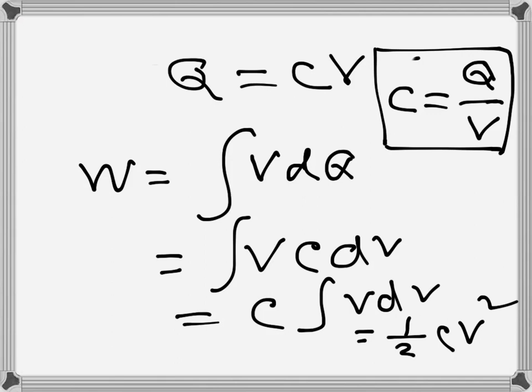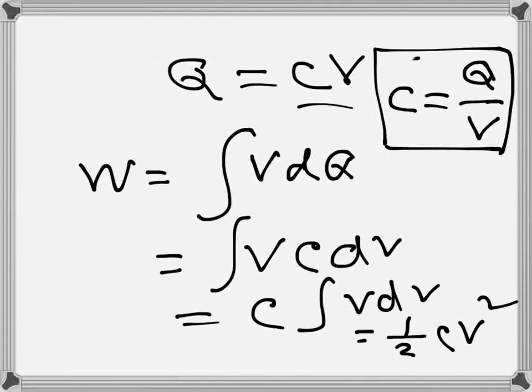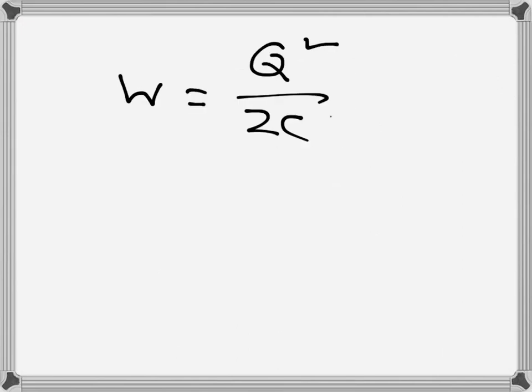This is the energy stored, and we can rewrite this in terms of charge. That will be Q square over 2C, if we substitute this one here. So that's the energy stored.